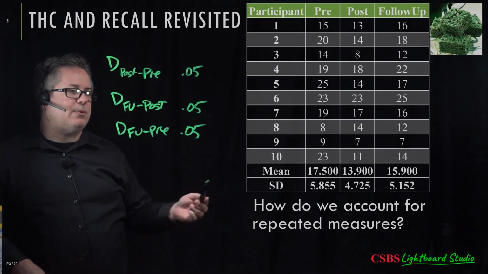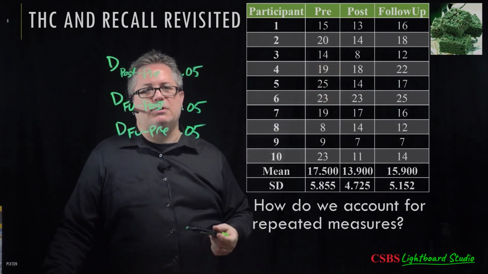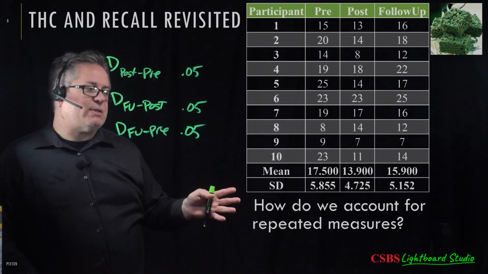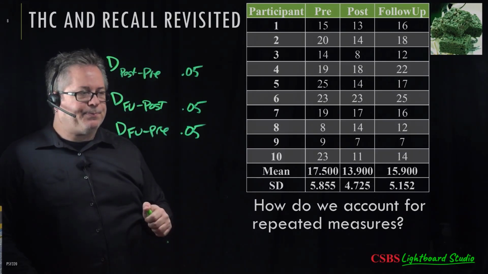Now, I don't want to do that. I don't want to create 3 different difference scores across these things. So what else could I do? How else could I handle this? How else can I address this without having to take differences?